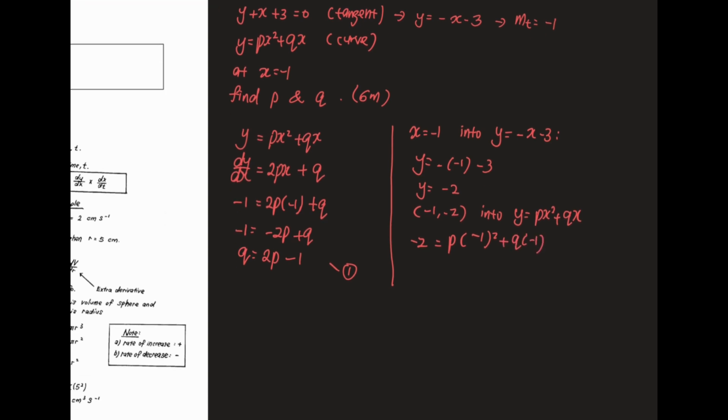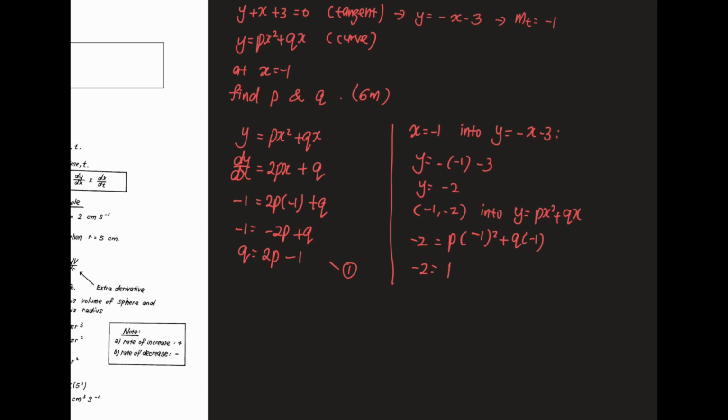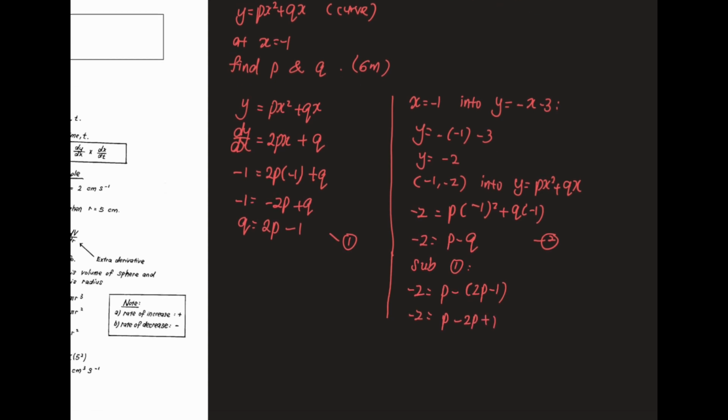Okay, then we get -2 equal to p minus q. So this one I call it equation 2. Substitute equation 1 here. Then you will get -2 equal to p minus q, q is 2p minus 1. So -2 equal to p minus 2p plus 1. So we get minus p plus 1. Then p equal to 3.